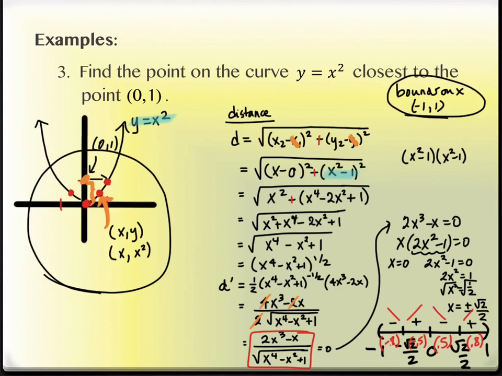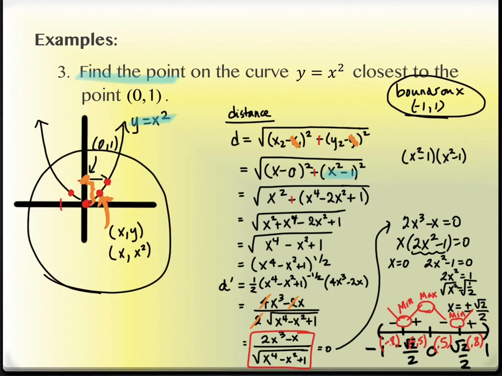And let's talk about what happens at each of these locations. What happens at negative square root 2 over 2? It's a minimum, so I have a minimum distance. What happens at 0? There's a maximum distance, but we already kind of knew that, right? I'm as far away as I'm going to get in this sort of cupping area on the bottom of the graph. And then what happens at square root 2 over 2? Another minimum, right?